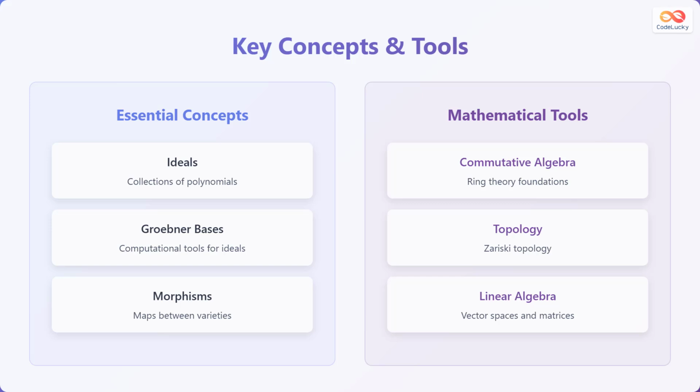To delve deeper into algebraic geometry, here are some essential concepts and mathematical tools. Some essential concepts are ideals, which are collections of polynomials, Groebner bases, which are computational tools for ideals, and morphisms, which are maps between varieties. Important mathematical tools include commutative algebra, which provides the ring theory foundations, topology, specifically the Zariski topology, and linear algebra, involving vector spaces and matrices.